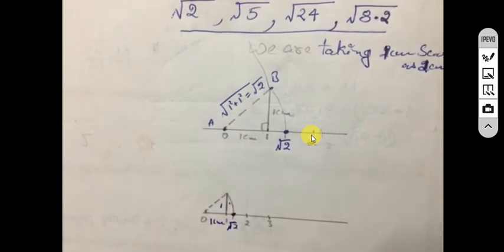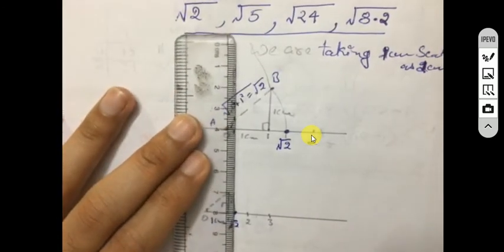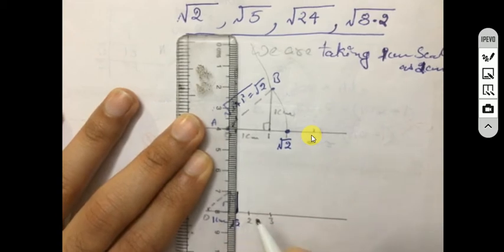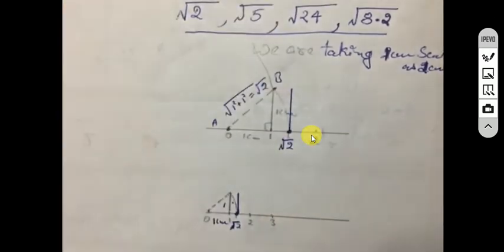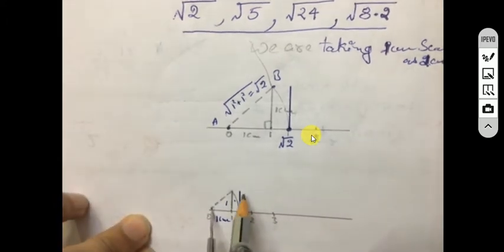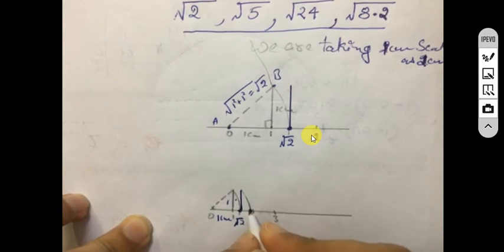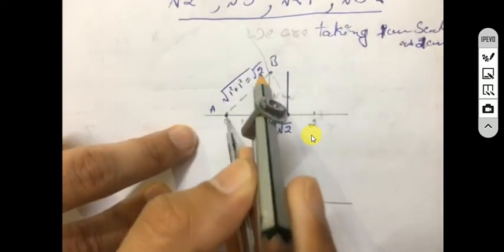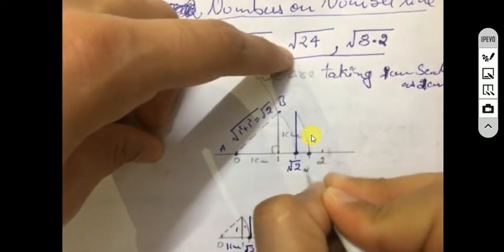Now similarly, if I want to draw under root 3, I will draw a line of 1 centimeter again from here, perpendicular to the line. This line should be straight, means perpendicular to the baseline. Over here also, as I have taken 1 centimeter equals 2 centimeter, again I will make a line of 2 centimeter as 1 centimeter. Now next, I will put my compass over here, keep the other point over here and make an arc. Wherever that arc cuts is under root 3. Same over here. This is under root 3.